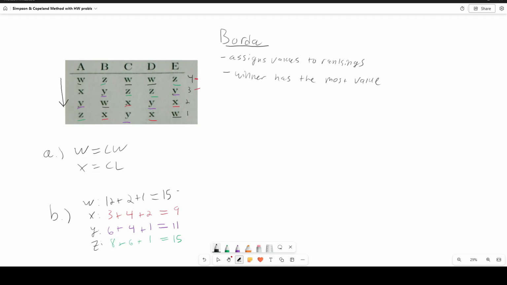Now we can see that W and Z have the exact same amount of votes under the Borda count. So just like we combined losers before, we're going to combine winners here. So we have W and Z is over Y, since Y has the next most votes, and then over X, since X has the lowest votes. Now again, you could do W equals Z over Y over X. These mean the same thing. I just personally prefer this comma. So this is our ranking under the Borda count.